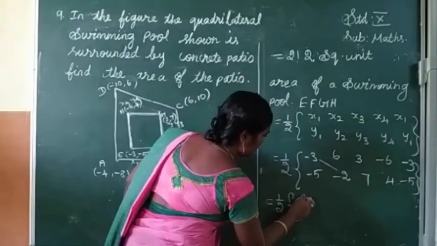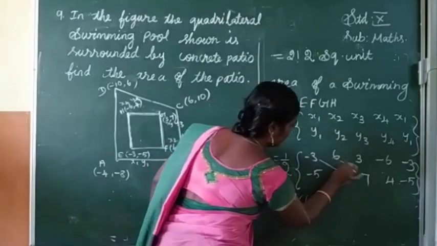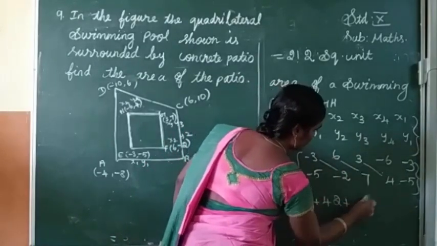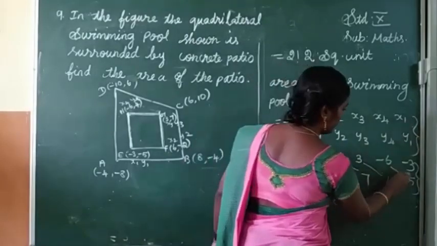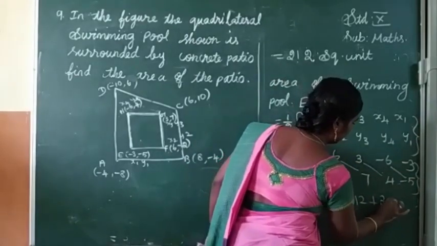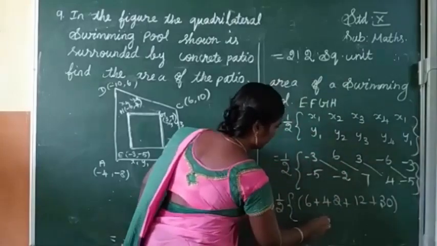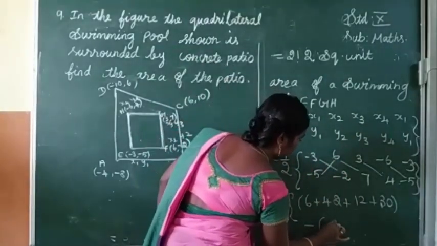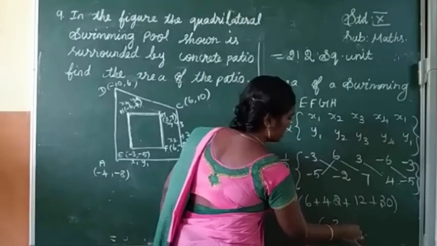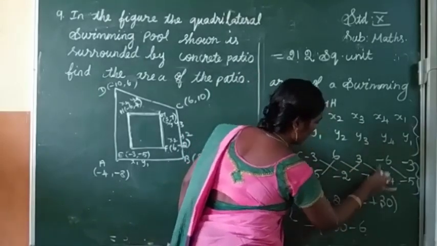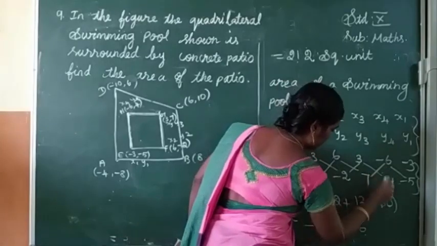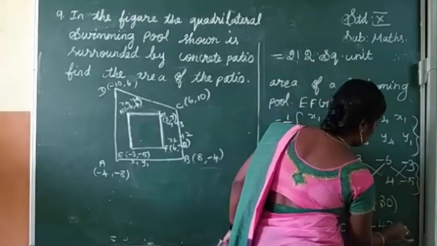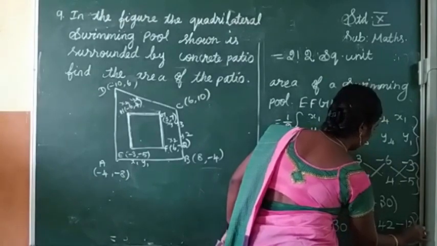Minus into minus plus, 3 2s are 6. 6 7s are 42. 3 4s are 12. Minus into minus plus. 6 5s are 30. Then put the formula minus, then write plus into minus minus, 5 6s are 30. Minus 30. Plus into minus minus, 2 3s are 6. Plus into minus minus, 7 6s are 42. Minus 42. Then plus into minus minus, 4 3s are 12. Then here minus 12.